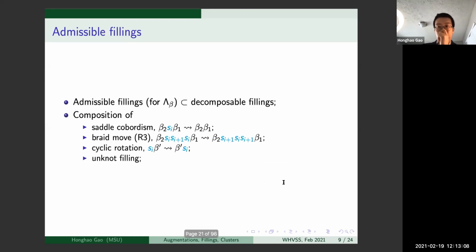Okay. So we're going to look at these things called admissible fillings for positive braid Lagrangian links. And that's the composition of the saddle cobordism, which is, remove a crossing in the middle, or braid moves. This is a braid equivalence, and cyclic rotation and unknot filling.